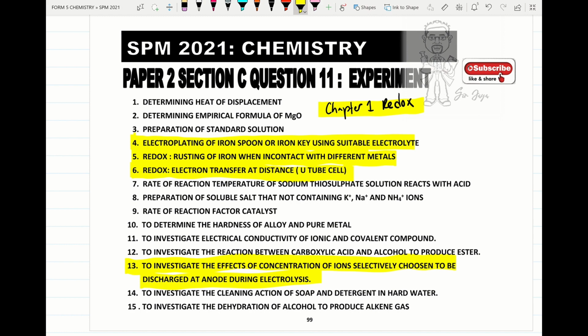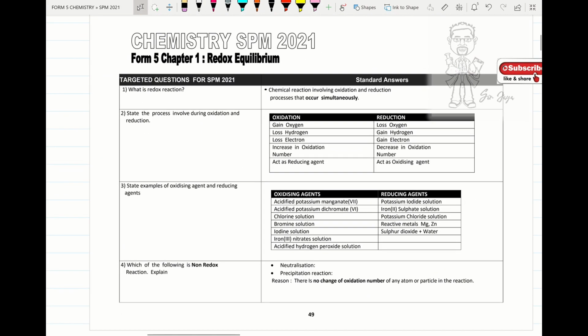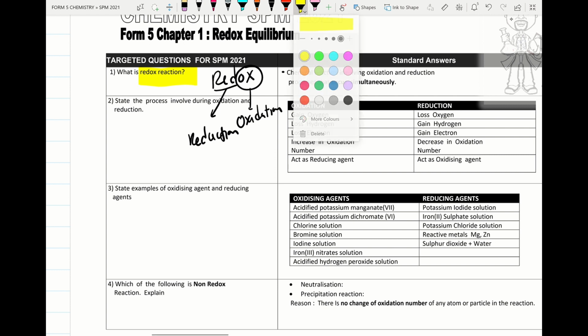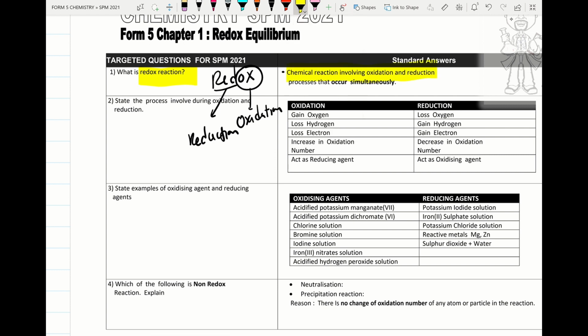So we move on to the short essay question. Before we move on, please remember the definition for redox reaction. Students must remember the definition for redox. So I take OX to stand for oxidation, and RED stands for reduction. When these two processes occur simultaneously, the reaction is called a redox reaction. So the answer: a chemical reaction involving oxidation and reduction occurring simultaneously.